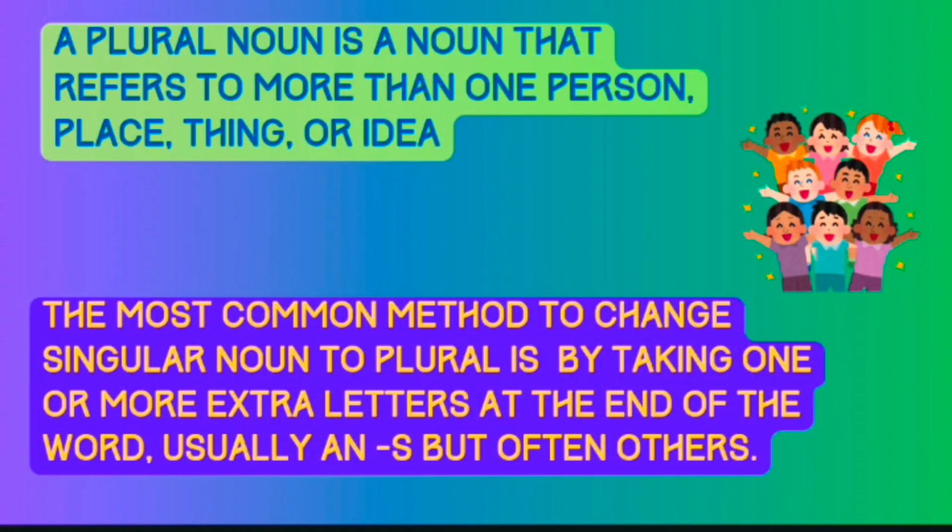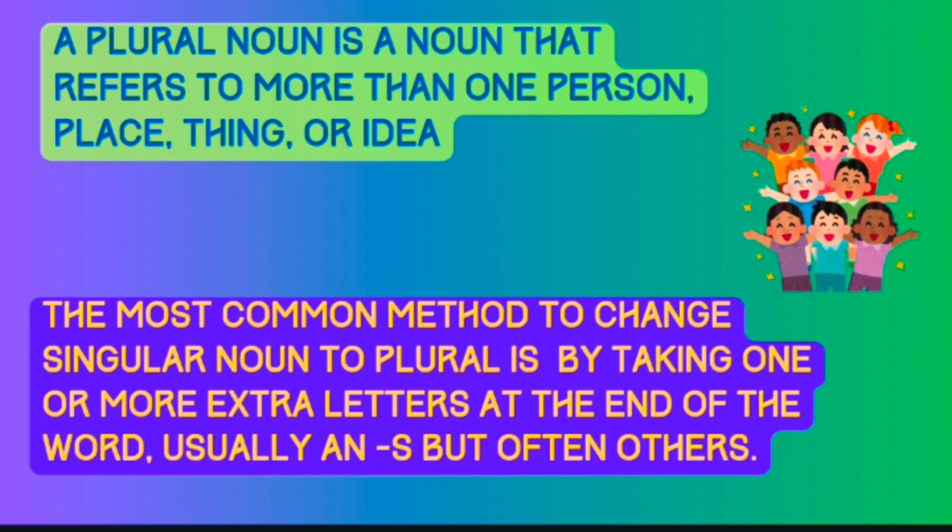Today we will be discussing some of the rules that one should know while converting a singular noun to a plural one. So first we need to understand what is a plural noun. A plural noun is a noun that refers to more than one person, place, thing or idea. In simple words, if we speak of more than one place or more than one person, we call it a plural noun.